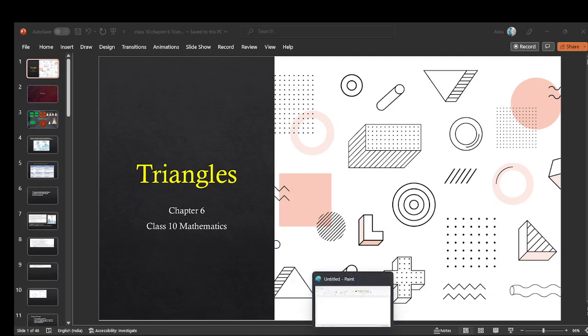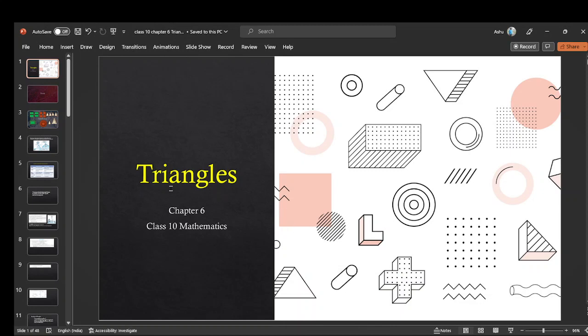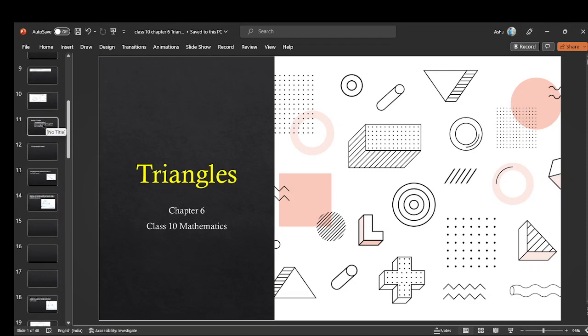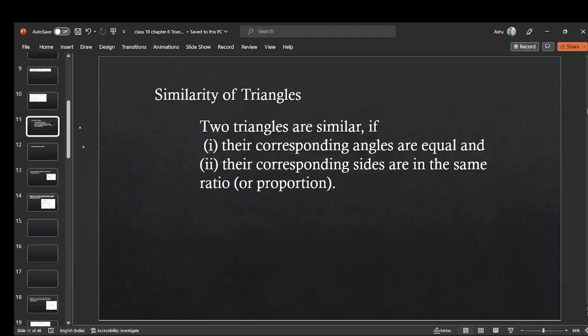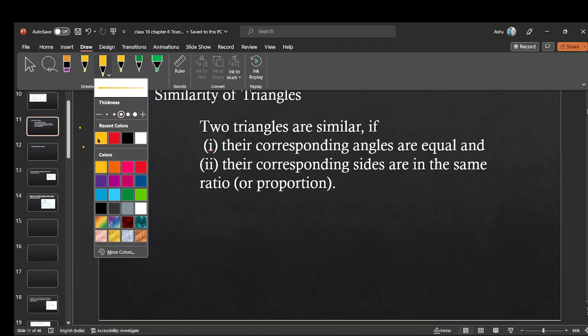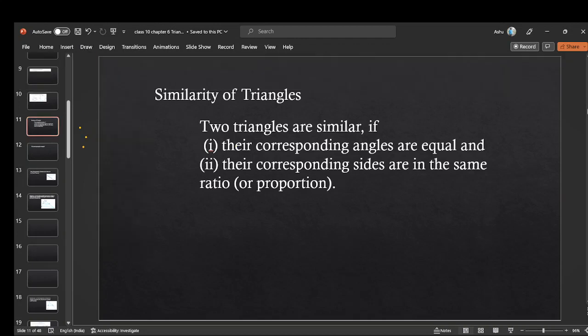Good morning, everyone. Today we will delve into the interesting topic of triangles. We have covered the first exercise of this chapter and we will focus on a very interesting theorem. Before this, we should understand what similarity of triangles is. Clear?